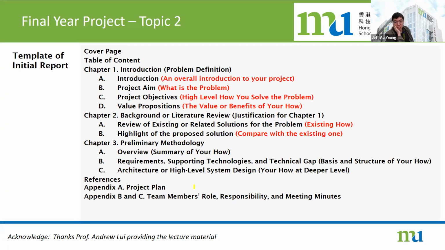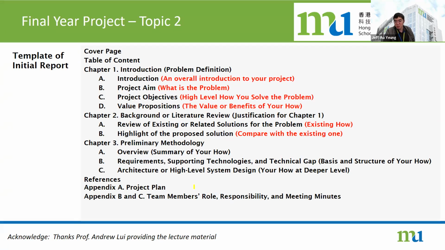Basically, define the problem. So we have the introduction of the project, project aims, project objectives, and also the value propositions. It tells us what the problem is, at a high level how to solve the problem, and why this project is important. So it's called value propositions. And then chapter 2 will be background or literature review.